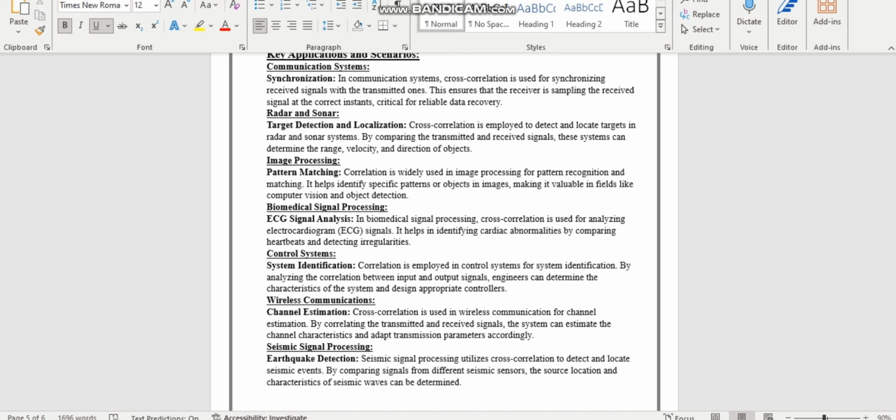Seismic signal processing, earthquake detection. Seismic signal processing utilizes cross correlation to detect and locate seismic events. By comparing signals from different seismic sensors, the source location and characteristics of seismic waves can be determined.